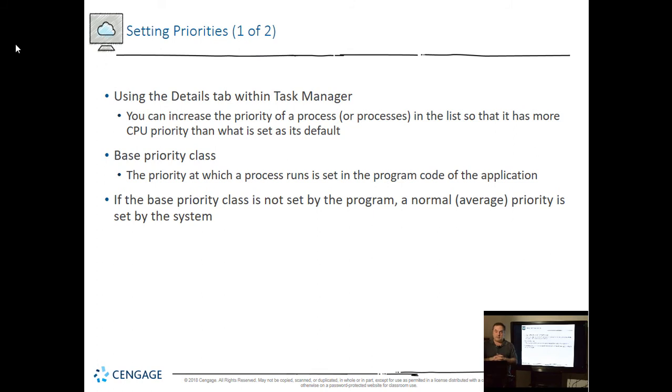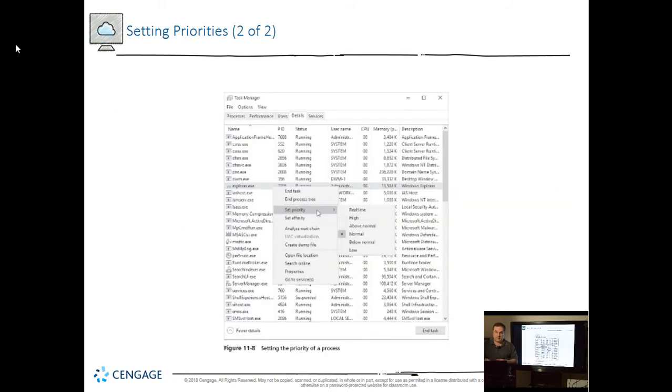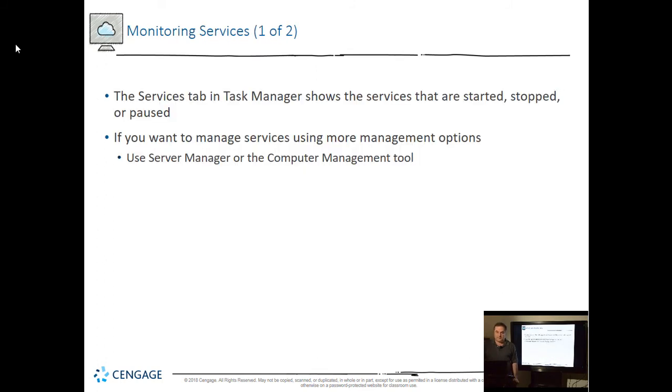In the Details tab within Task Manager, you can increase the priority of a process in the list so that it has more CPU priority. So you can actually add more processing power to a particular task. And this is where you do that. You right-click on one of them and go to Set Priority. You can choose Real Time, High, Above Normal. You can also set the affinity where you add additional processors. So there's a couple different ways you can add to a task's priority.